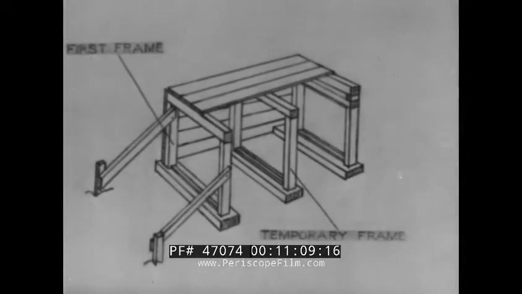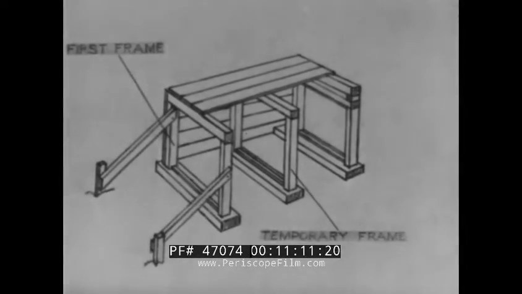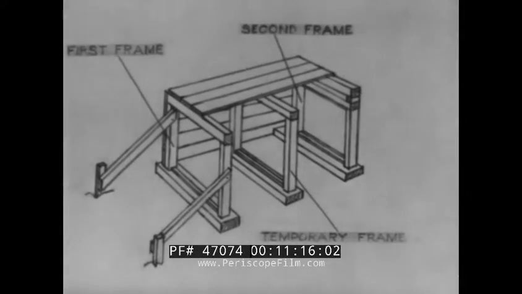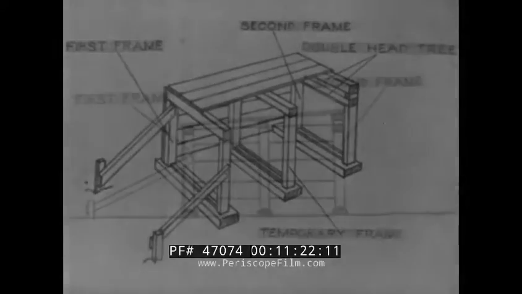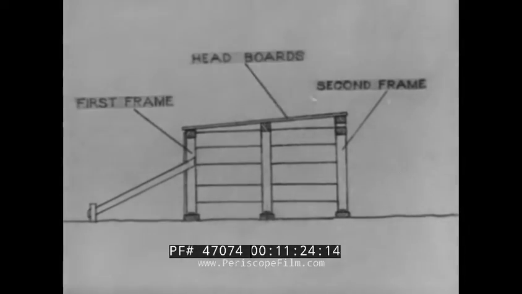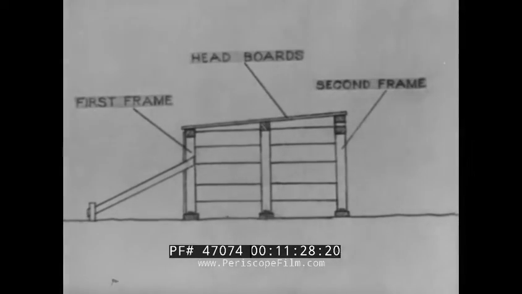And here is the first stage of the heading completed. First frame, temporary frame and second permanent frame with double head tree. The double head tree makes the second frame taller than the first, and the headboards will slope upwards between the two frames. The temporary frame is halfway between them, so its height must be halfway between theirs.